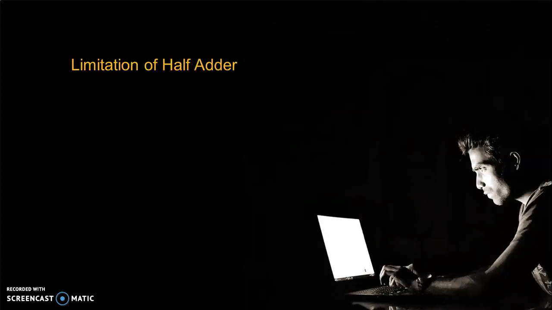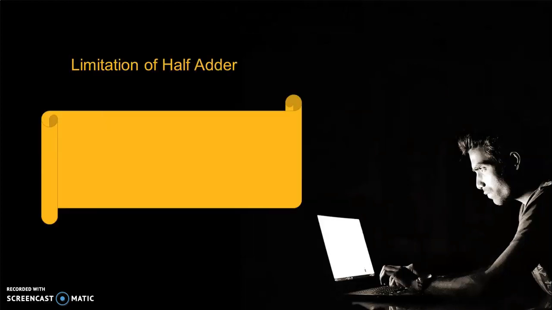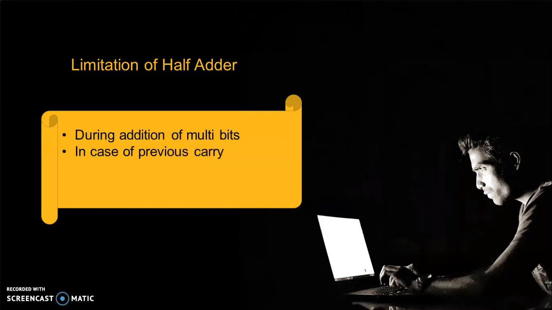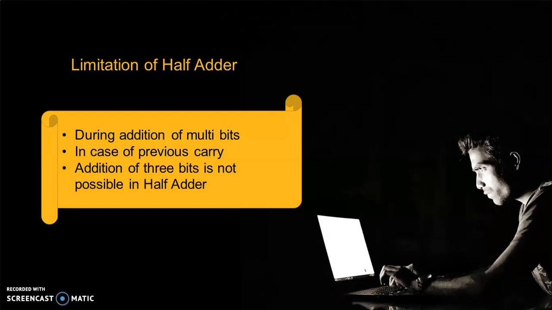We have certain limitations for the half adder. For example, during addition of multiple bits, in case of a previous carry, addition of 3 bits is not possible in a half adder. That is one of the major limitations of the half adder, that we cannot simultaneously add 3 different bits, and that is why in certain conditions we have to use a full adder.